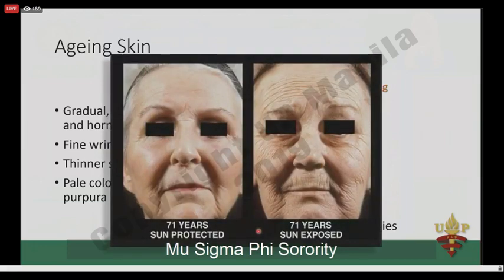Now, this is a photo of twins. One twin was not exposed to sunlight, because she was a nun, and this is the photo of the twin who was always sunbathing. You see they're both of the same age, but look at the younger looking skin on the sun-protected side. So this is just to reiterate that the sun really adds to the aging process of the skin.